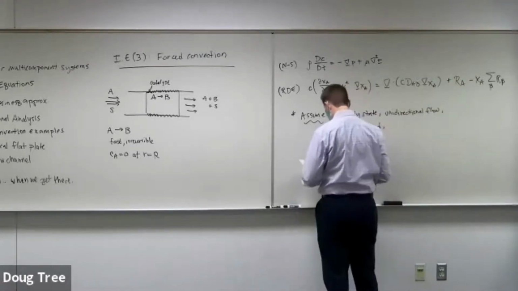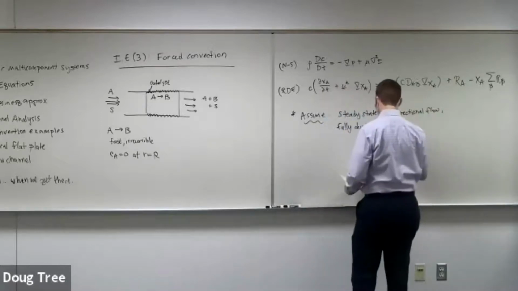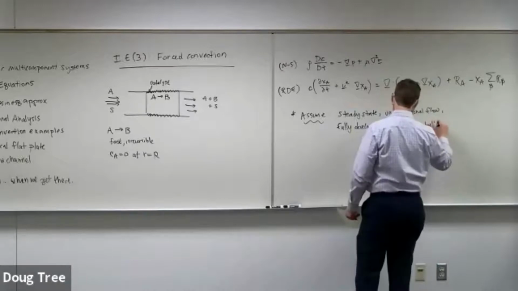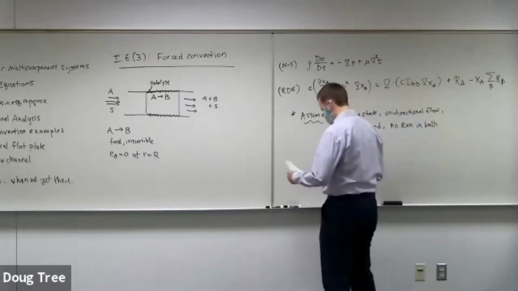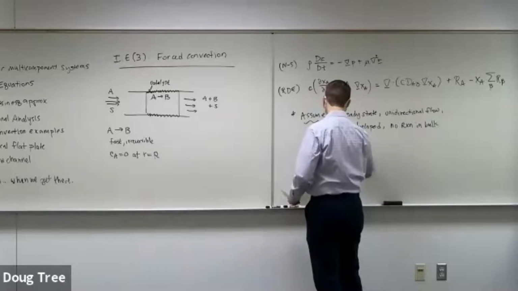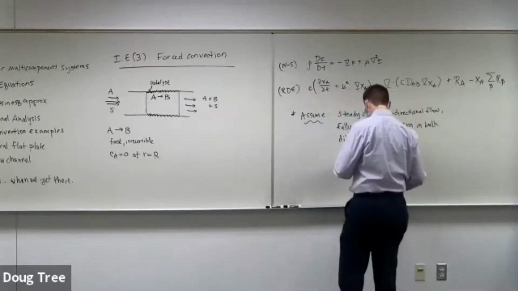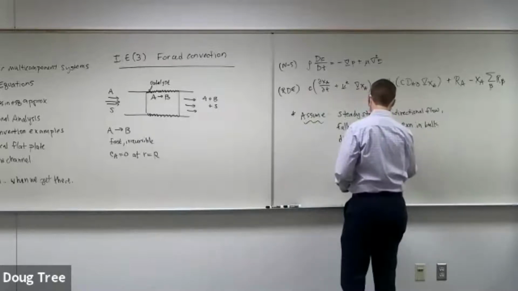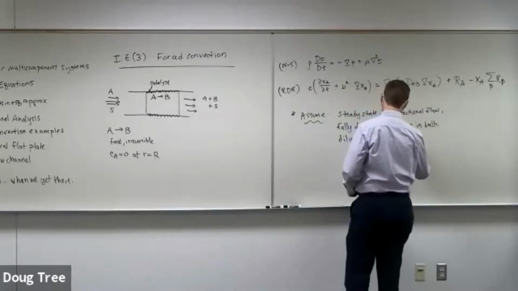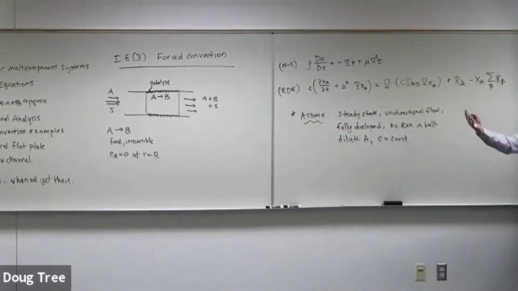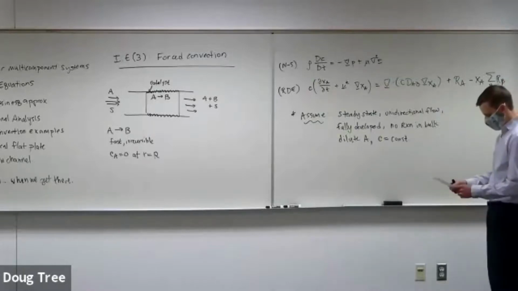Okay. What else do we have on here? Let's assume no reaction in the bulk, so no homogeneous reaction. And let's assume dilute A, and let's assume a constant number of moles. So we'll assume that this reaction A goes to B, right? That's just producing the same number of moles, so that's homogeneous. Okay, so if we do all that, what do we get out?